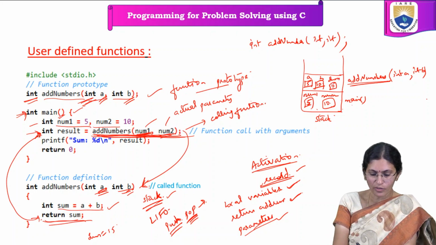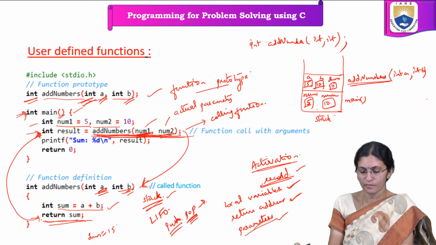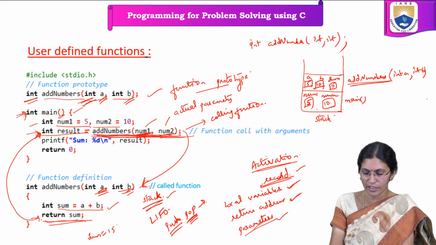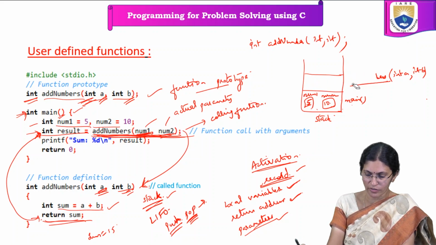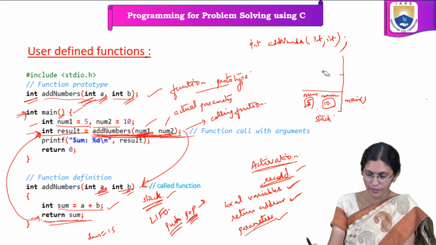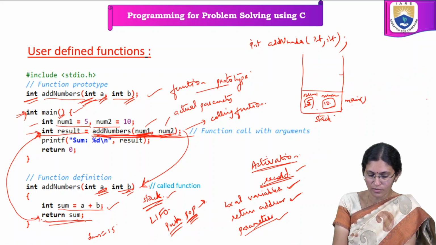Whenever the control is again transferred to this statement, the activation record for this function is no longer available. The activation record is popped out from the stack. And now the control is again transferred to the main function, where it left off. So at this point it left off.